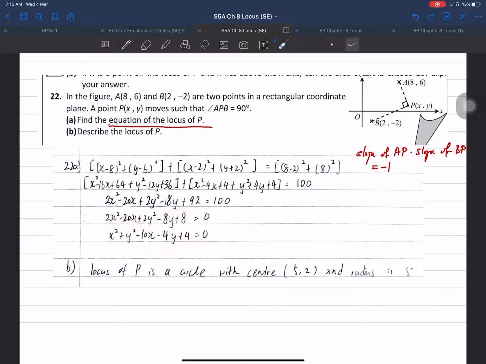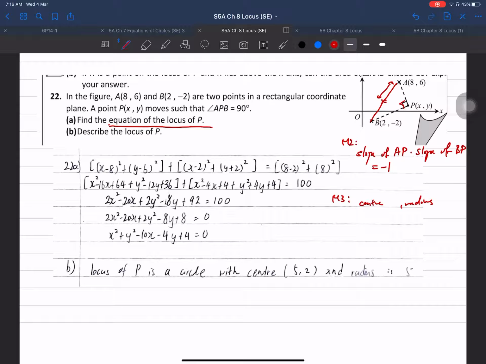The last one is method 3. By using the converse of angle in semicircle, I know AB is the diameter. So that you can find the midpoint of AB is the center, the coordinate of the center, and find the length of AB divided by 2, you can find the radius. You can write down the answer immediately. So three methods. The last one is find center and radius. You can find the locus of point P.